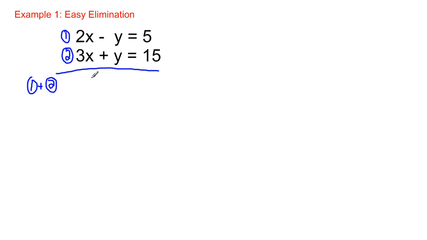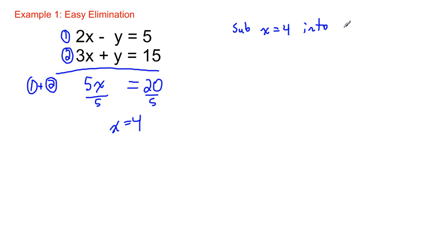So 2x plus 3x is going to give me 5x, -y plus y is going to be 0y, I'm not going to bother writing that, and 5 plus 15 is going to give me 20. I can now divide both sides by 5, and I'm going to get x equals 4. At this point, I've solved for one of the variables, and I can go ahead and substitute into either of the 2 equations to solve for y. So I'm going to substitute x equals 4 into, it doesn't really matter which equation, equation 1. So I'm going to have 2 times x, which is now 4.